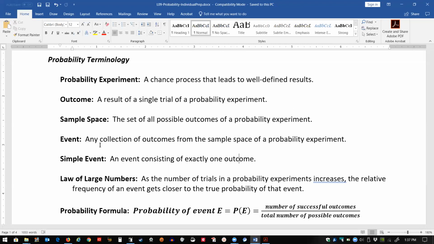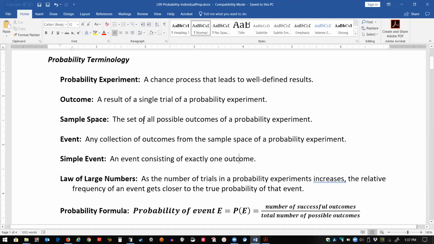If I was to roll a die, let's say we want to find the probability that we roll an even number. So rolling an even number, that's my event. But is that a simple event? No, rolling an even number actually means there's multiple outcomes that are possible, right? I could get a 2, a 4, or a 6. So rolling an even number means I have more than one possible outcome that is acceptable. So that would be an example of a compound event.